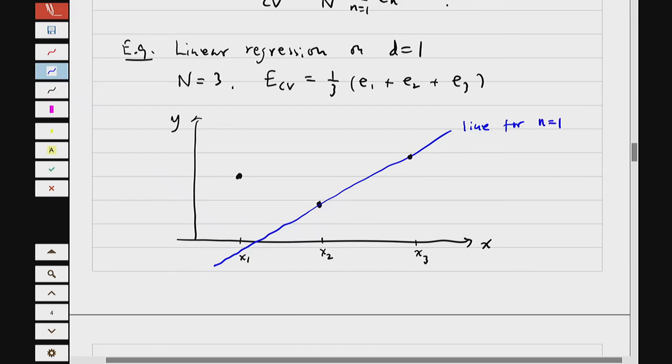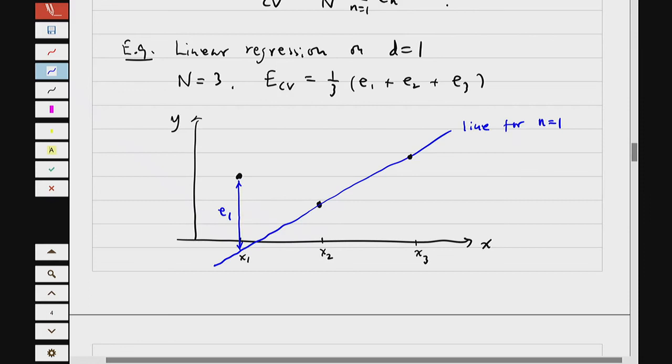We'll take out the first data point for validation. The remaining 2 points, linear regression, you get this line. What is E1? Where is E1 on this figure? The estimation error. The line gives you the prediction, which is right here, but the true label is up there. So in this case, the error is here. This is E1.